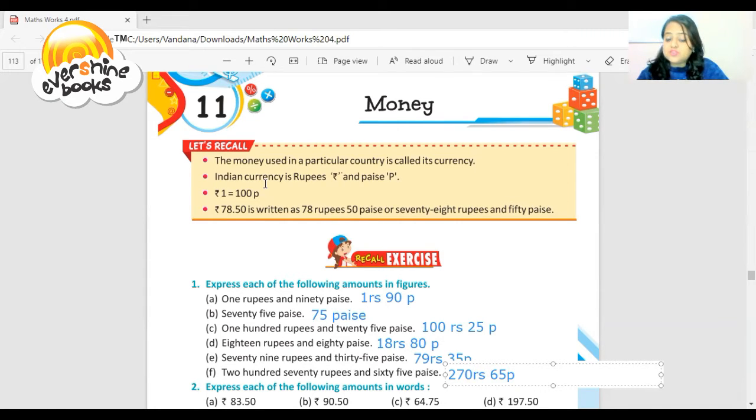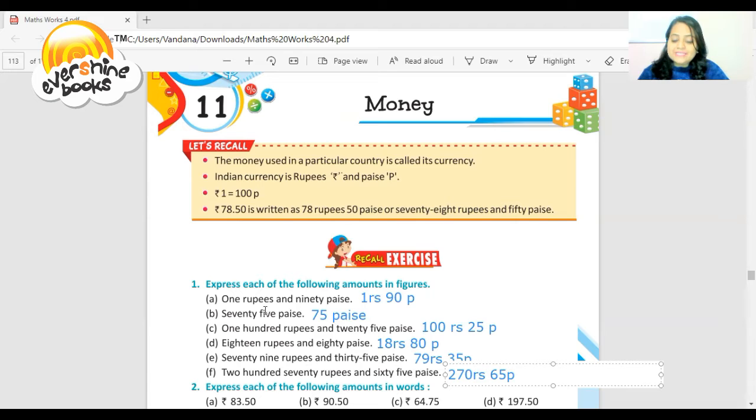Indian currency is rupees. It is denoted by the rupee symbol, and P stands for paise. 1 rupee is equal to 100 paise, and rupees 78.50 is written as 78 rupees 50 paise or 78 rupees and 50 paise. Okay, you can write it like this.